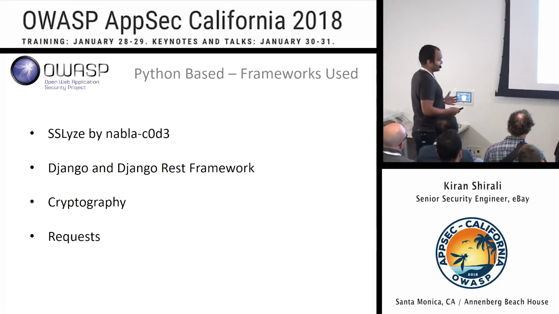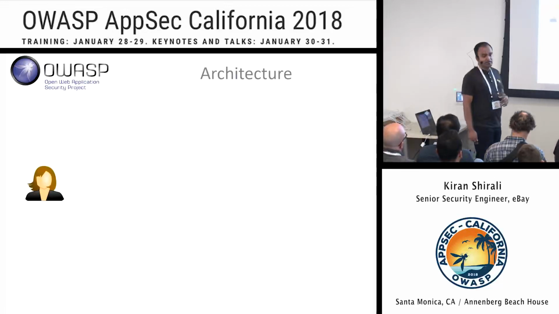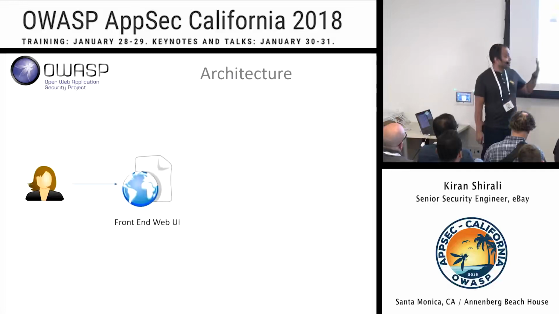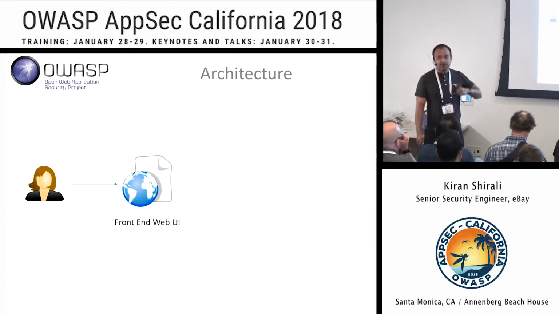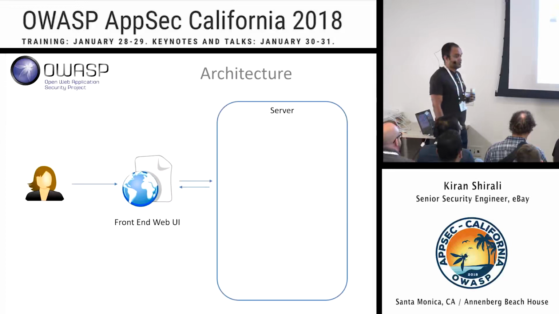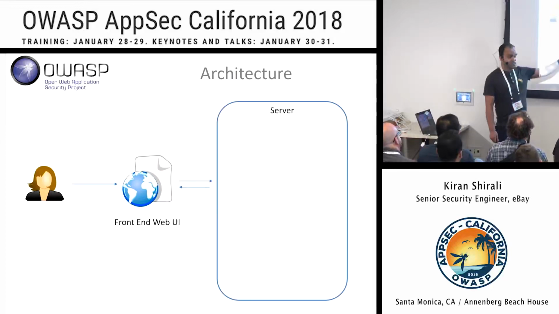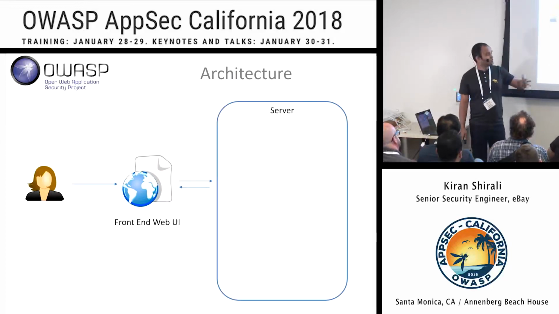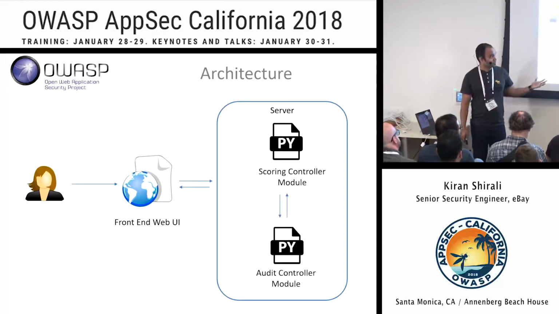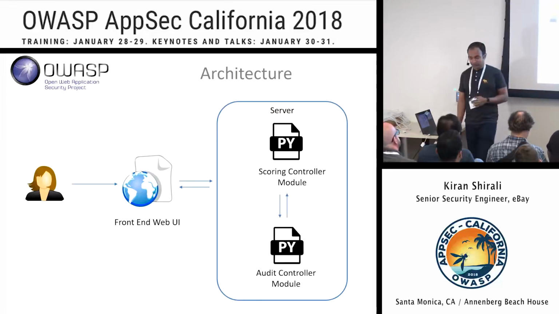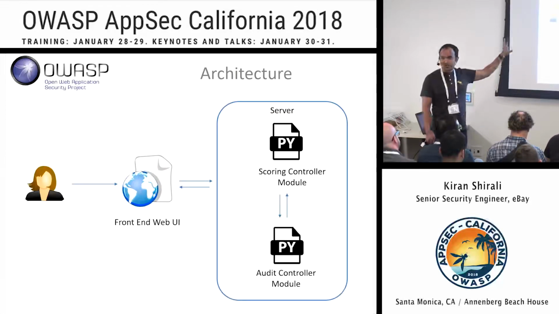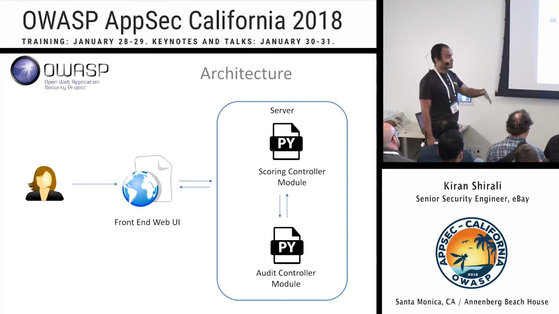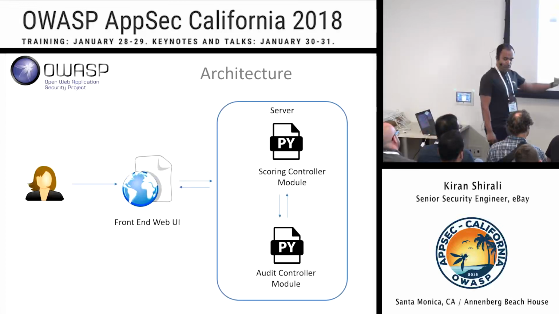So from an architecture perspective, at a very high level, our users interact with a UI. It's a front-end UI that's very simple. I will show it to you in a minute. The front-end UI interacts with the back-end via REST. And the server has a couple of components, the two most important ones being a scoring module as well as an audit module. The names are self-explanatory. Our audit module does those audit checks that I've talked about. The scoring module scores based on the results.